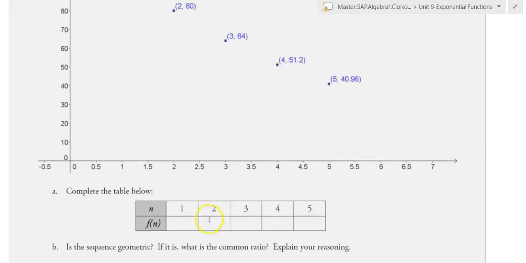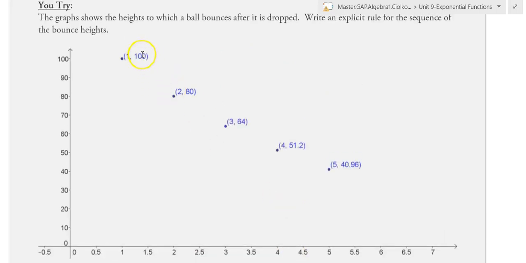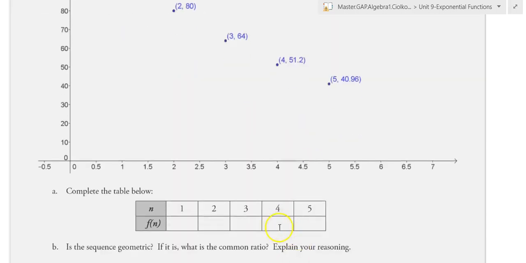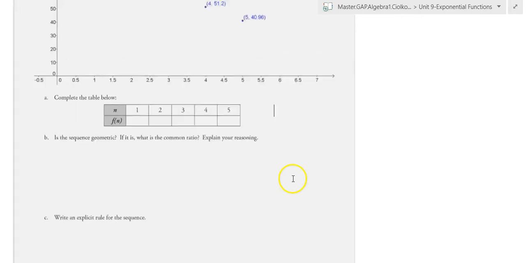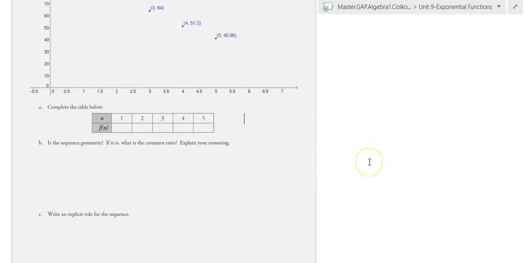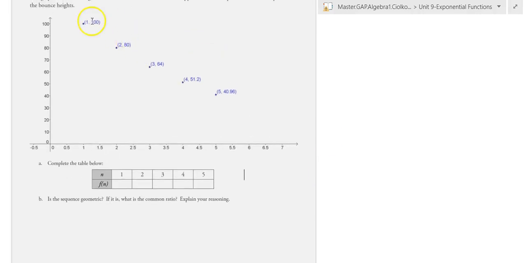So each of these numbers is going to go with these next terms. So 80, 64, so on and so forth. I'm going to show the work here to the side. So finding if it's geometric, we're doing the second y value divided by the first, third y value divided by the second. So for part B, I'd be doing 80 over 100, and then 64 over 80.